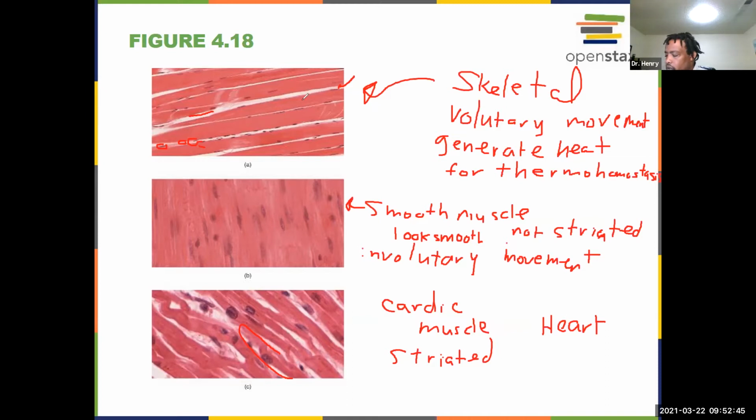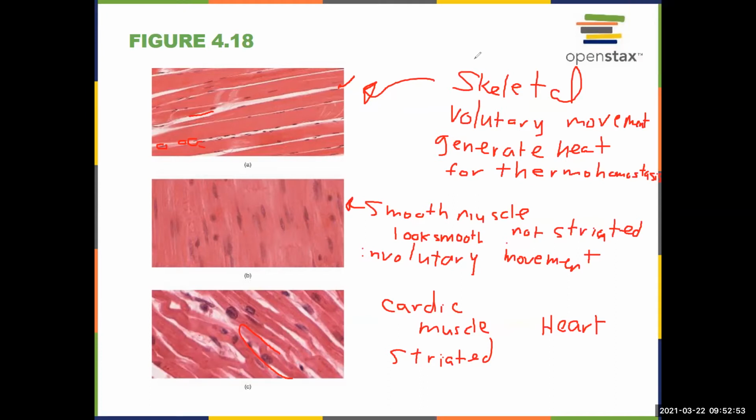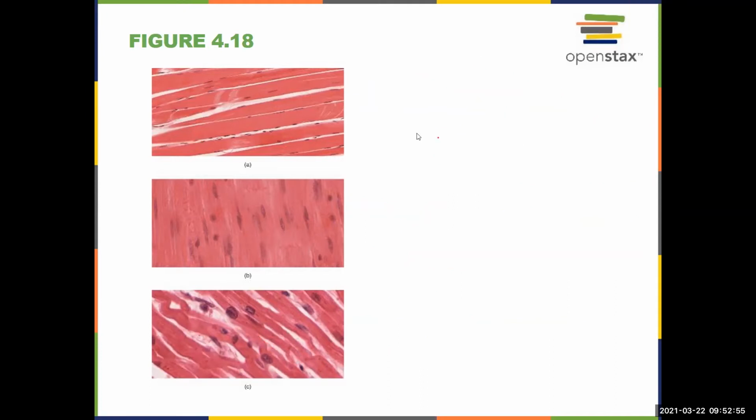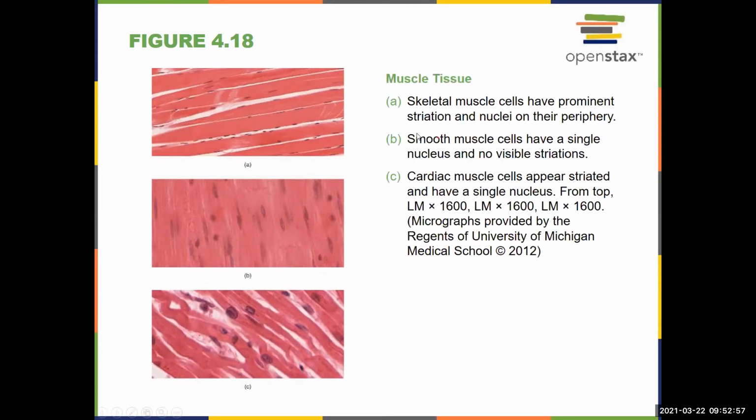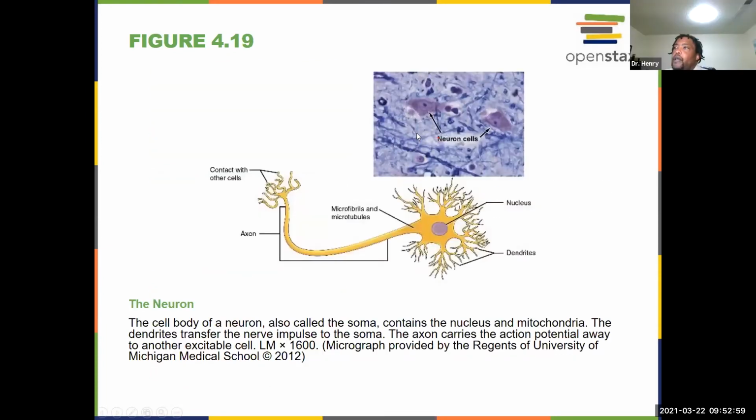Okay. Questions, concerns, cash. No questions, no concerns, no cash. Okay, good. Okay, so this here is a neuron.